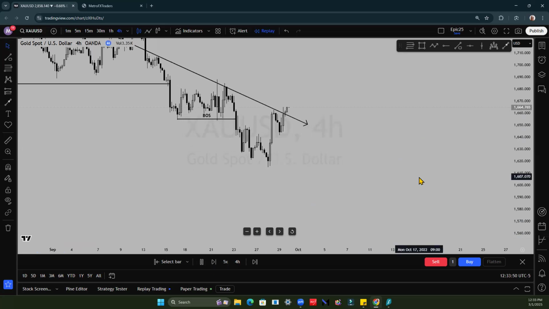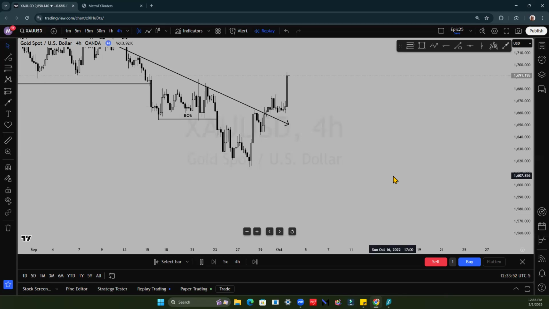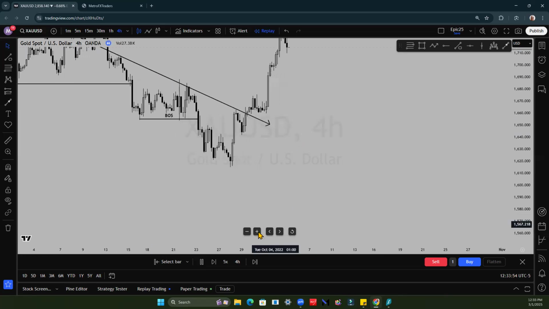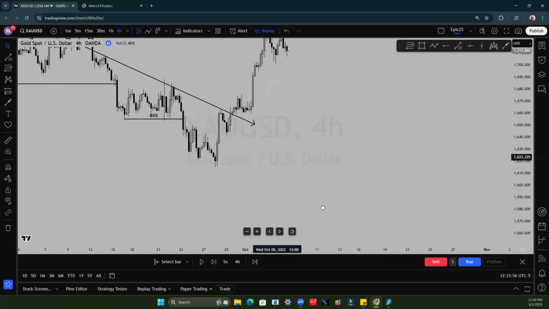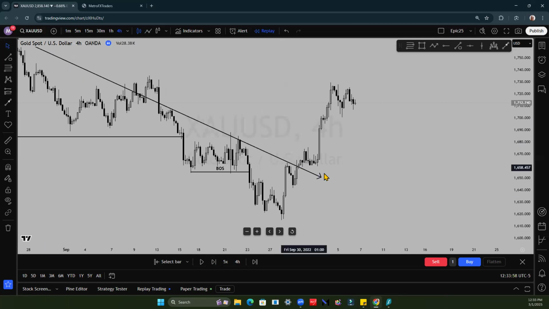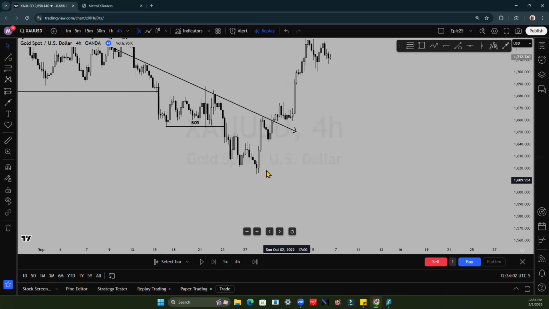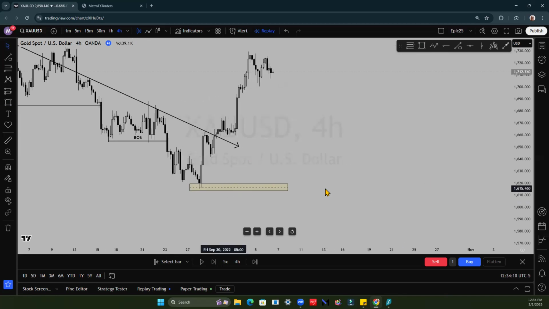Play. Now pay attention to this trend line. What happened? The trend line now is being violated. It's not making any lower lows because the bottom of this chart is down here. And what do we see here? Now we can call this area a demand zone.